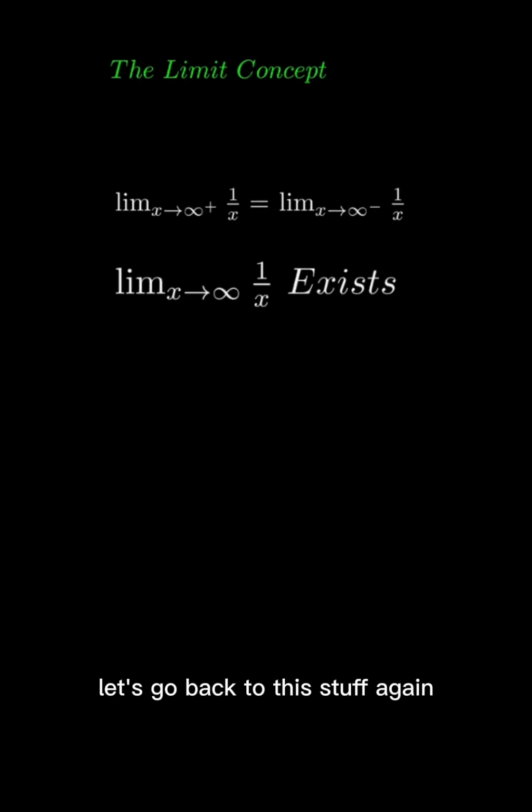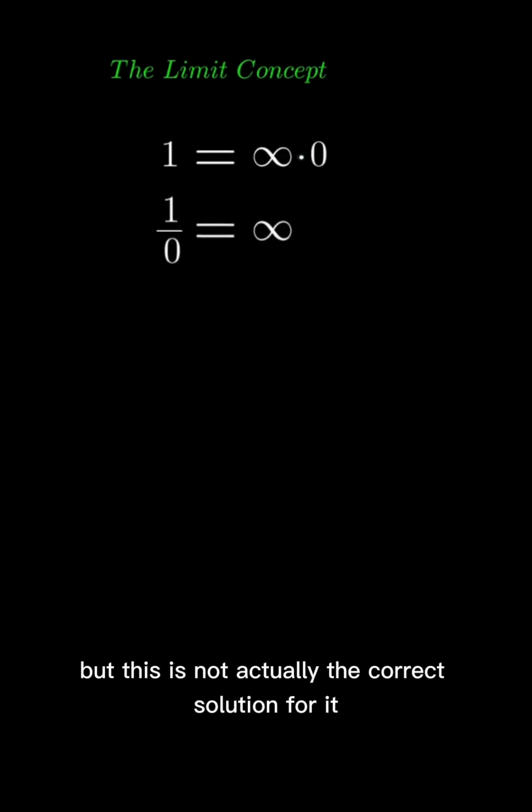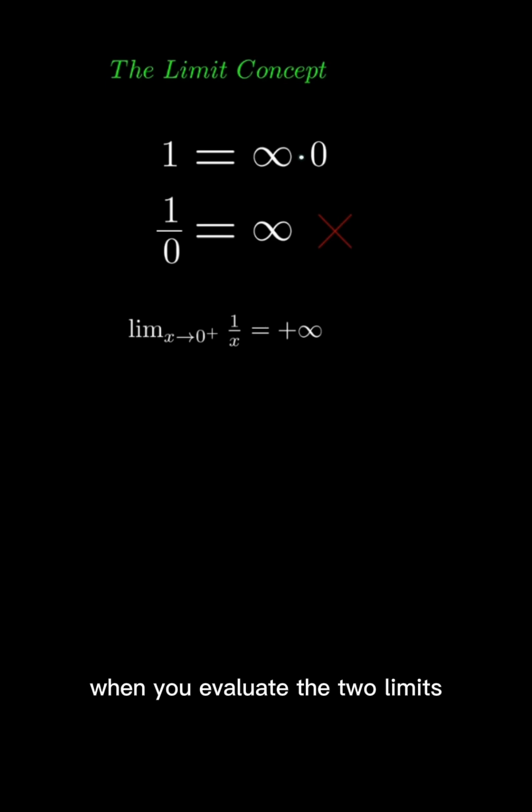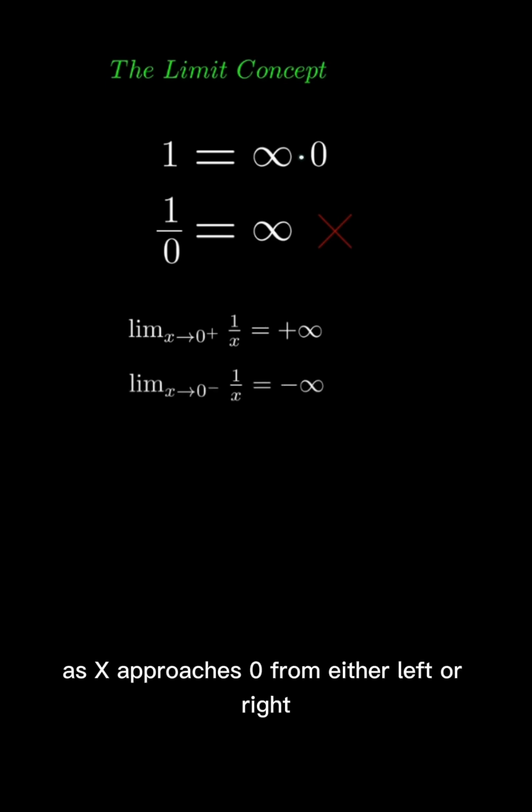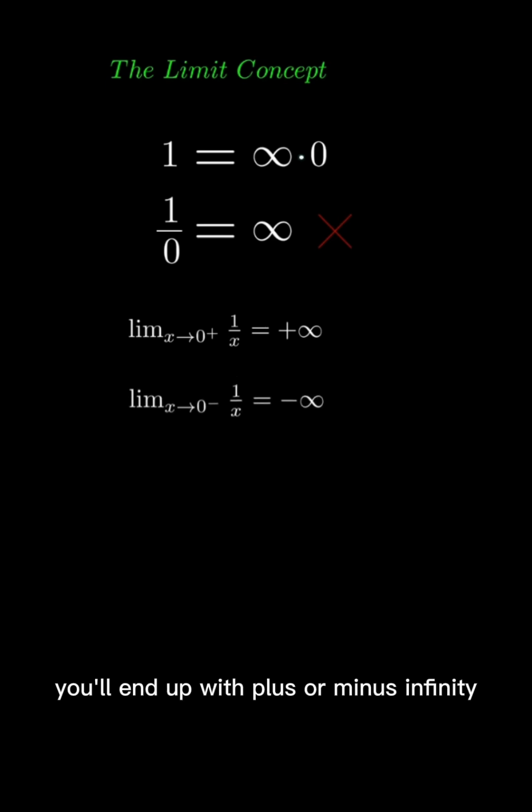Let's go back to this stuff again. If you divided both sides by 0 just to see what happens, you would get this. But this is not actually the correct solution for it. When you evaluate the two limits as x approaches 0 from either left or right, you'll end up with plus or minus infinity. Since the two limits are not equal, we say that the limit doesn't exist, which is why we say that 1 over 0 is undefined.